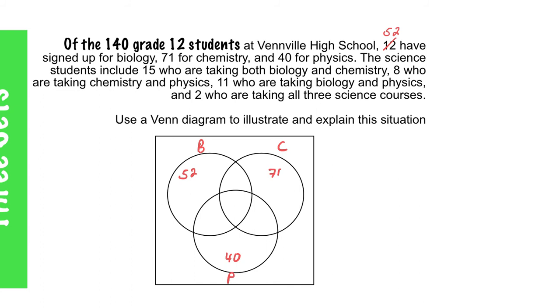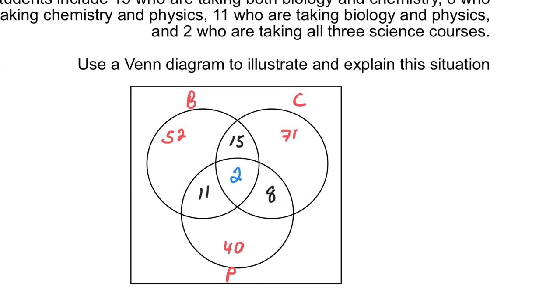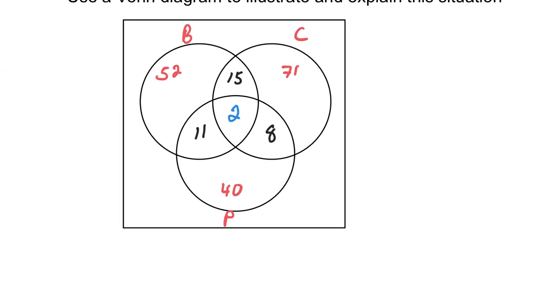Further, the science students include 15 who are taking both biology and chemistry. We have 8 that are taking chemistry and physics, and 11 who are taking biology and physics. And then we have 2 students who are taking all 3. We have overlapping students, and at this point in each one of our bigger circles for biology, chemistry, and physics, we have too many students in them.